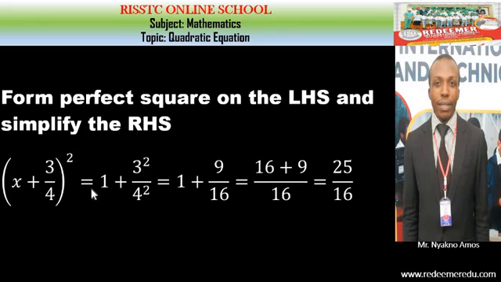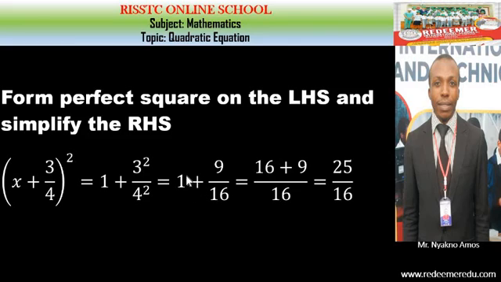and it is equal to 1 plus 3 divided by 4, all squared, which is the same thing as, by the distributive power law of indices, 3 raised to the power of 2 divided by 4 raised to the power of 2. 3 raised to the power of 2 is 3 times 3, which is giving us 9, and 4 raised to the power of 2 is giving us 4 times 4, which is 16.